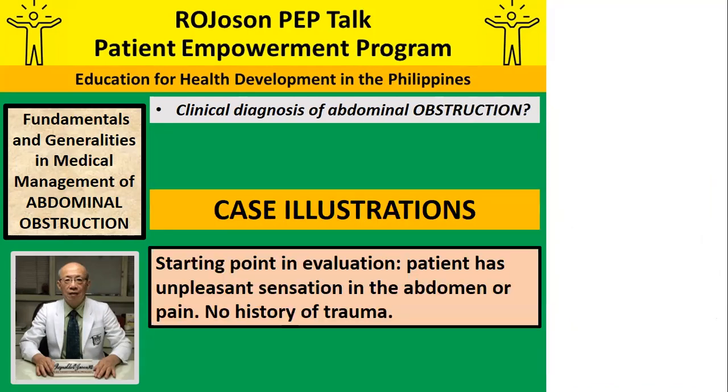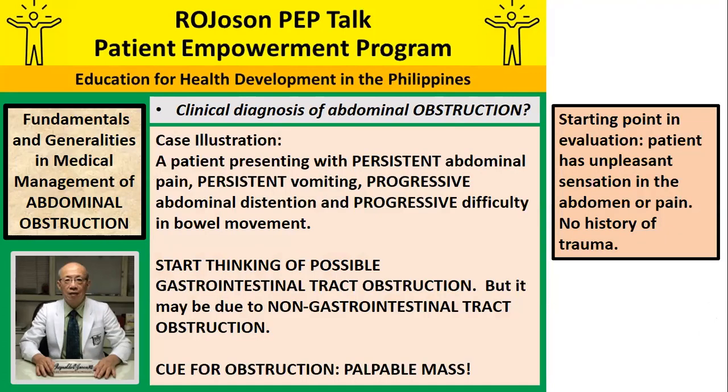Case illustration. Starting point in the evaluation: the patient has an unpleasant sensation in the abdomen with no history of trauma. Case number 1: the patient presents with persistent abdominal pain, persistent vomiting, progressive abdominal distension, meaning the abdomen keeps getting bigger, and progressive difficulty in bowel movement. So right away, you think of gastrointestinal tract obstruction.